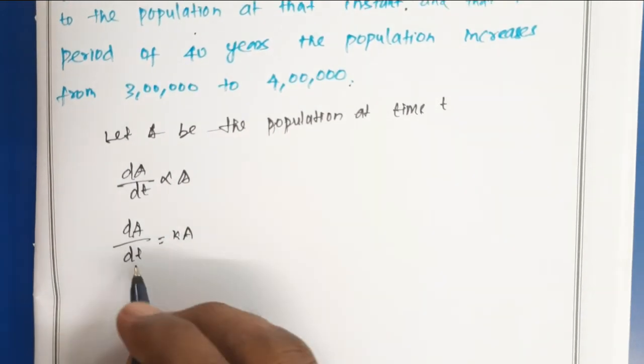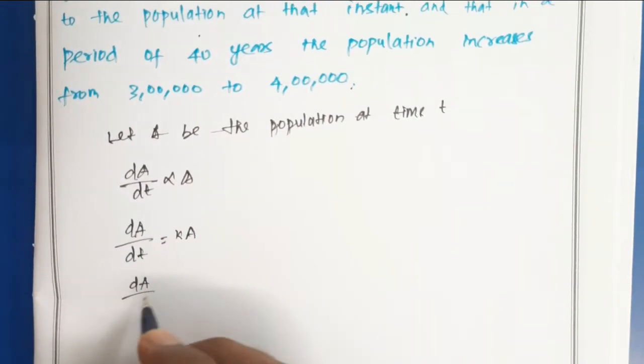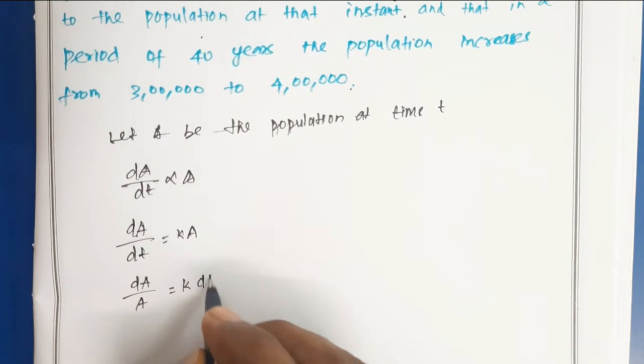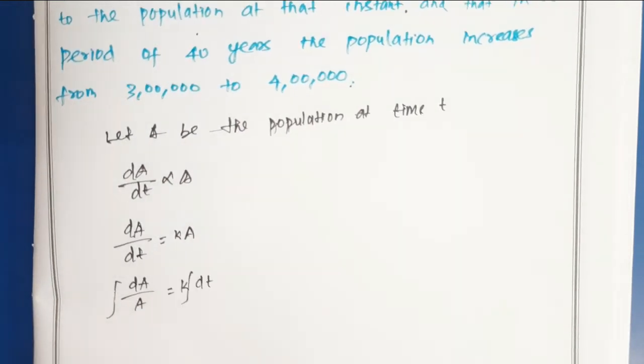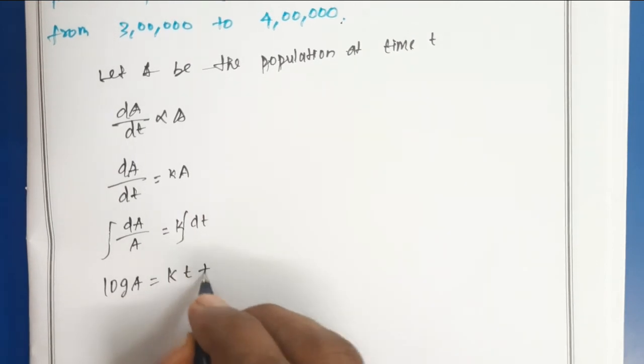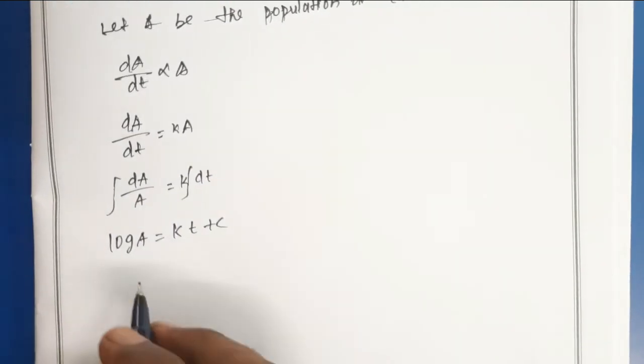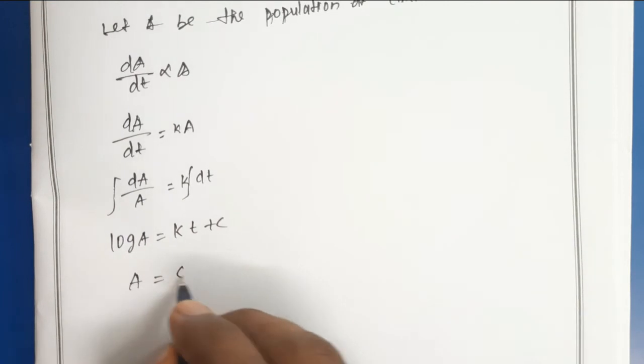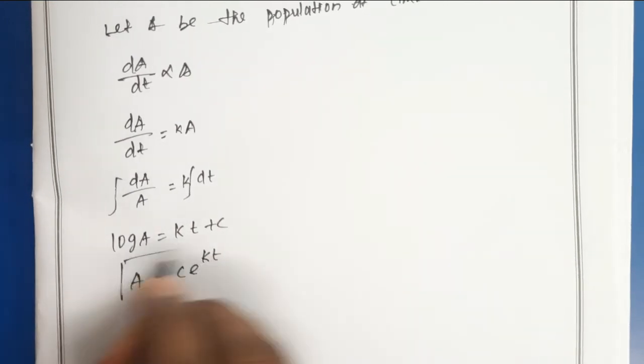By separating the variables, we get dA by A is equal to k dt. Integrating on both sides, we get log A is equal to kt plus C. Taking exponential on both sides, A equals C e power kt.